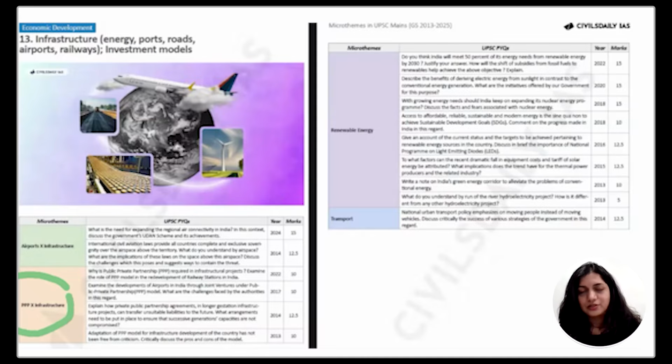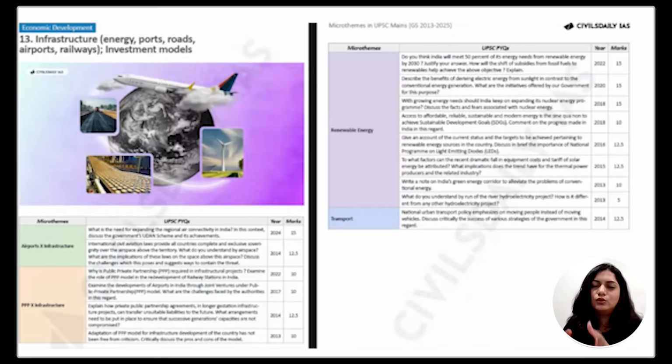In PPP and infrastructure, if you see the PYQs of infrastructure, you will understand how many questions were asked on PPP every time. So you need to have an introduction ready. You need to have data ready with you on that particular topic, right? So that is going to make your work easy. So read X-Factor notes first, second revise, understand the importance of each and every segment to the micro theme and make those specific notes. It's that simple for you now, right?